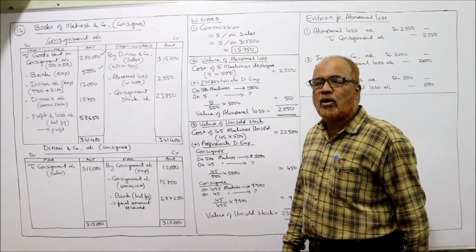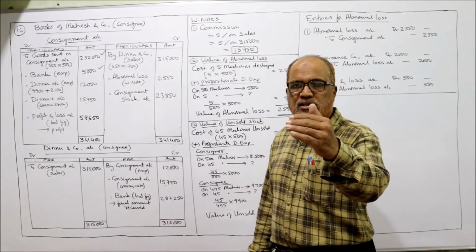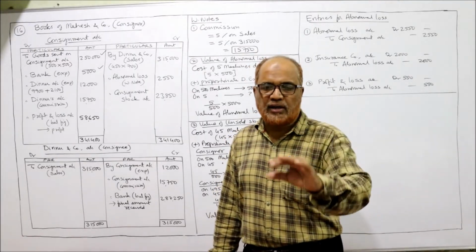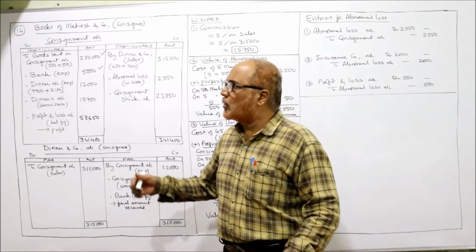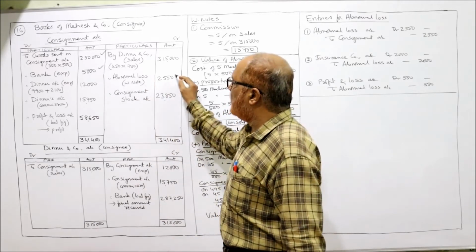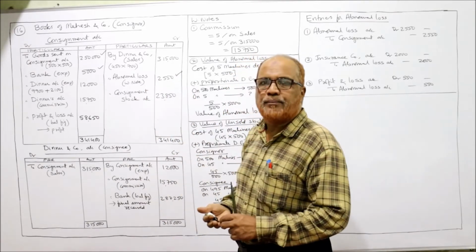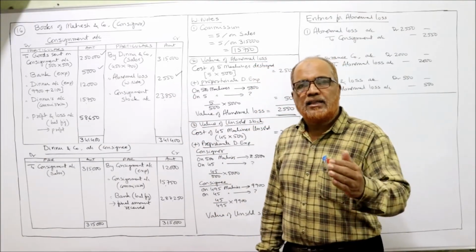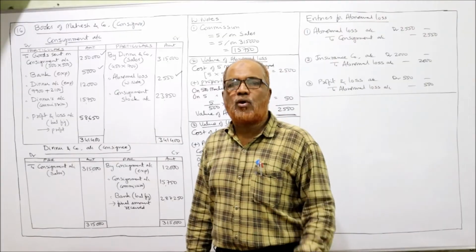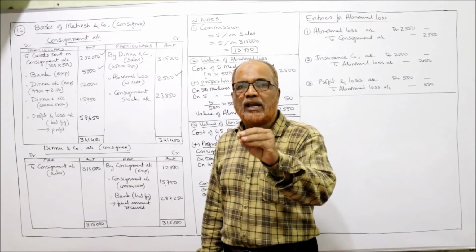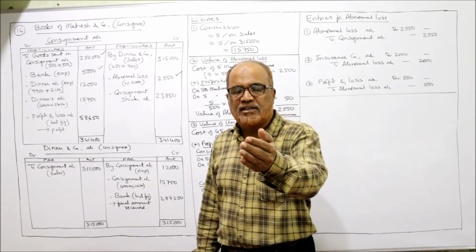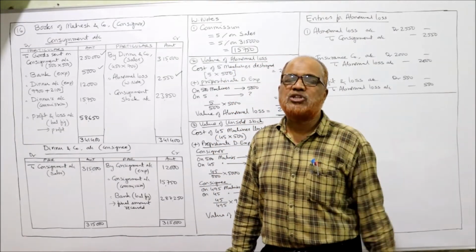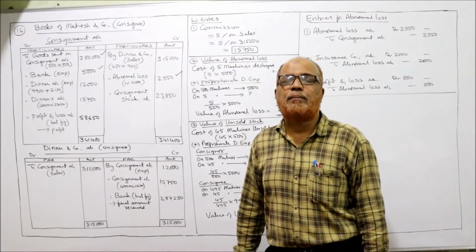So the entry for abnormal loss is abnormal loss account debit to consignment account. So the consignment account is credited by abnormal loss 2,550. Next entry. The consignee has received the goods: 495 machines have been received by the consignee. Out of 495, 450 machines he sold at rupees 700 per machine.